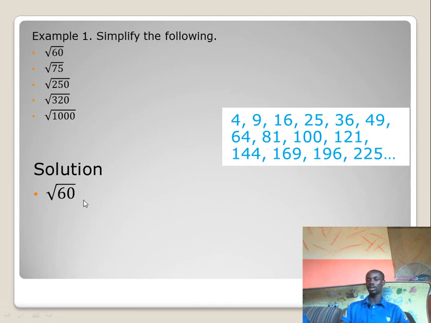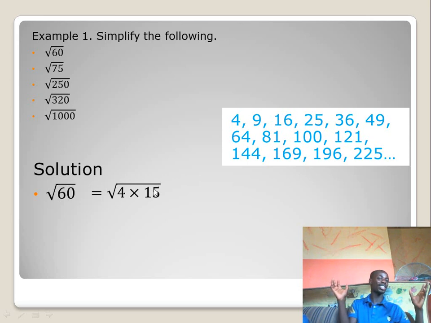Okay, now with that you express 60 as a product of 4. How are you going to express that? It means what is the number you multiply with 4 that will give you 60, and that's 15. So the next step is going to be 4 multiplied by 15. I've not done anything. I've only split 60 into 4 multiplied by 15.